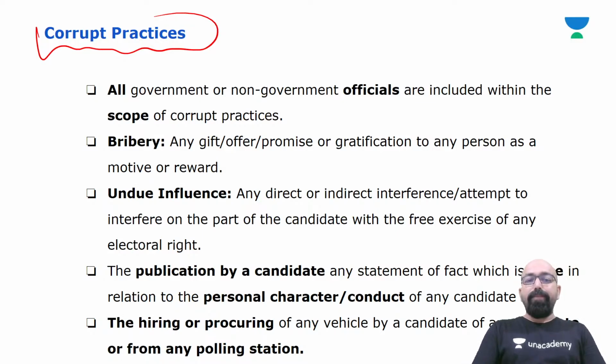Then, the publication by a candidate of any statement of fact which is false in relation to the personal character or conduct of any candidate, and the hiring or procuring of any vehicle by a candidate for any elector to or from any polling station.